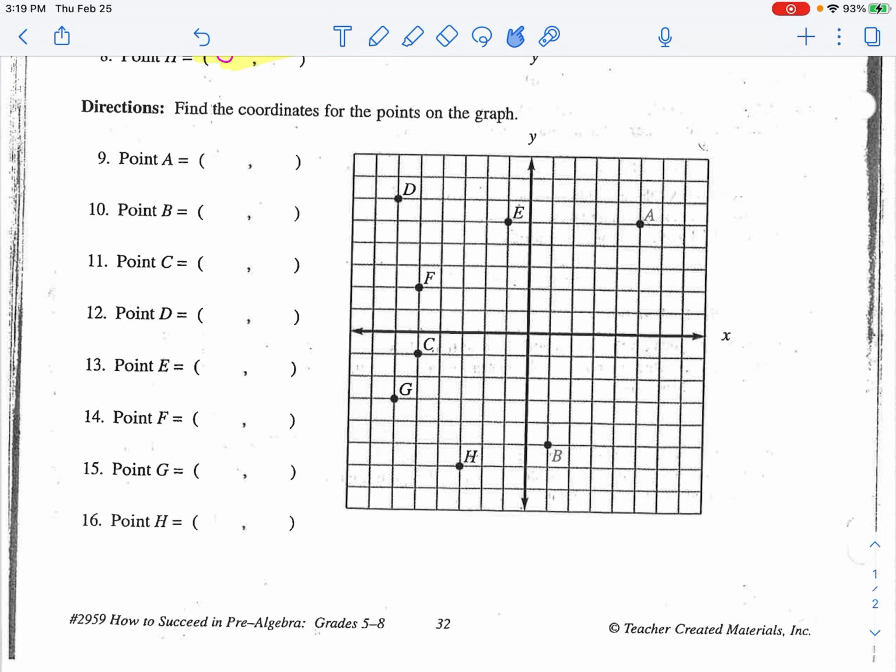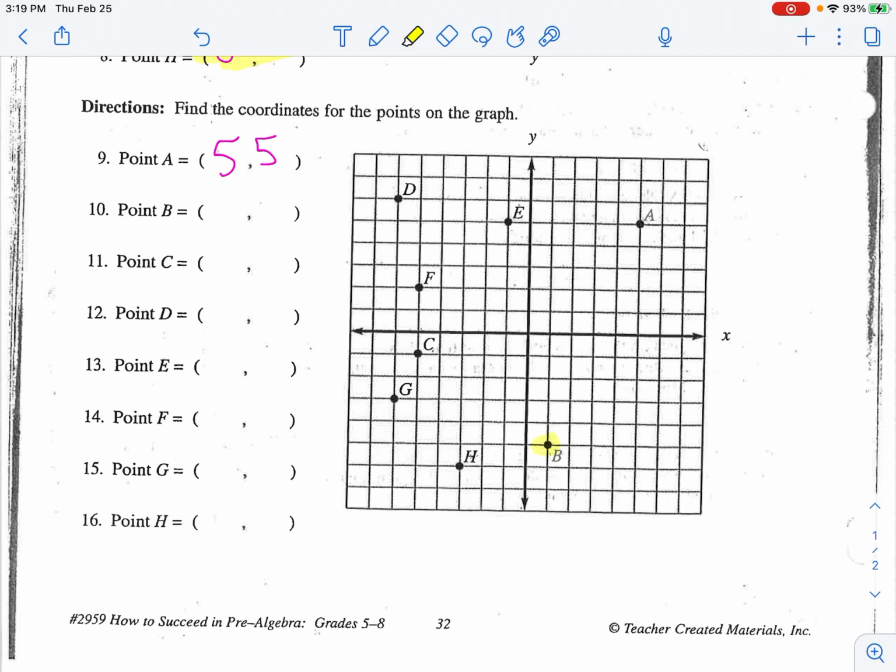Find the coordinates for the points on the graph. Okay, so now our points are a little bit scattered. So for point A, I'm looking right here. For point A, they went 1, 2, 3, 4, 5 to the right. And they went up on the y, 1, 2, 3, 4, 5. So 5, 5 for that one.